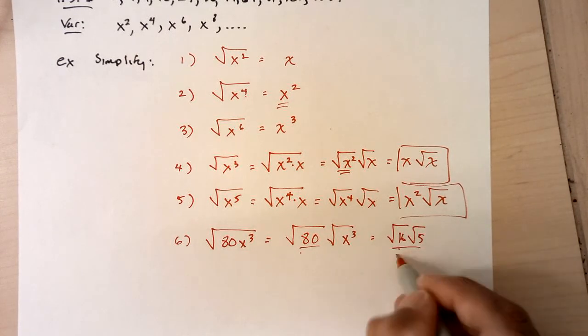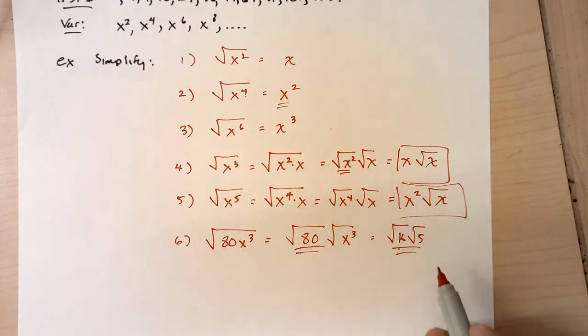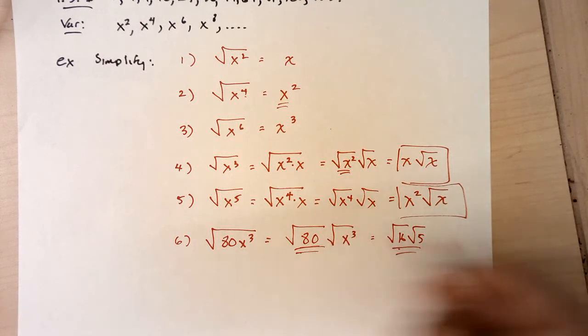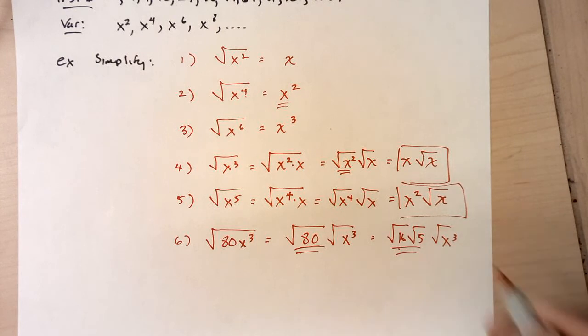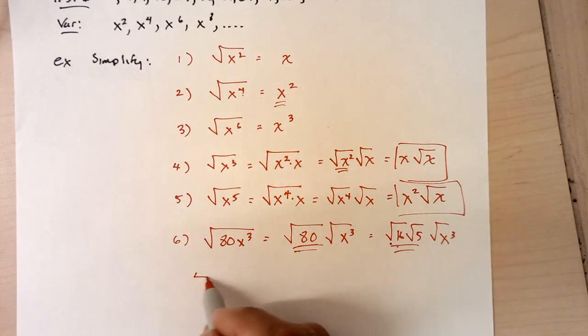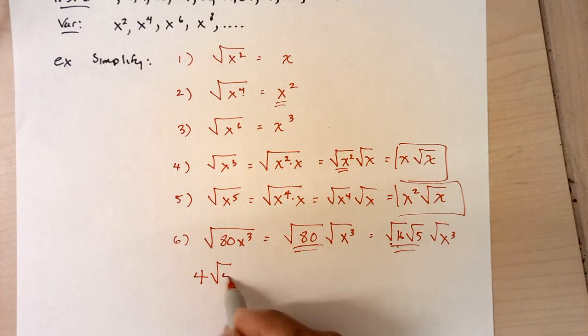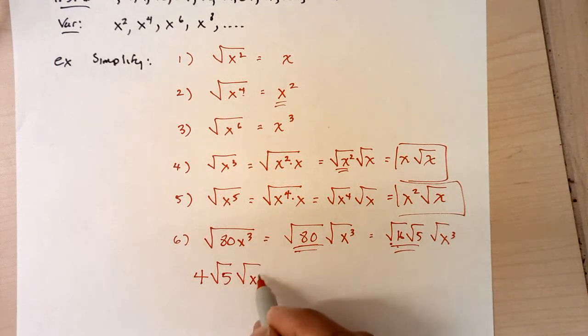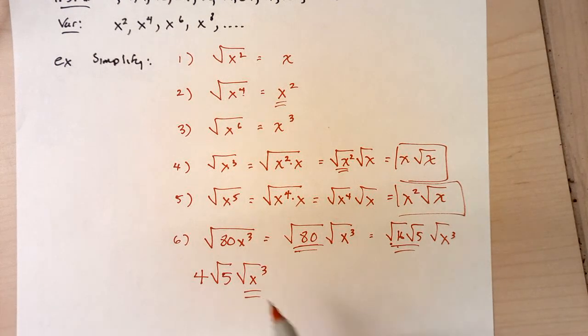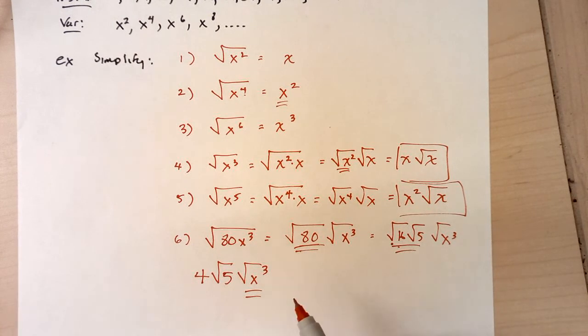So right here, what I'm underlining, that's the same as the square root of 80. You can simplify this right now. I'm going to save it until later. X cubed, square root of x cubed. The square root of 16 is 4. So 4 square root 5, square root of x to the third. This part right here can be simplified. The only thing you wouldn't be able to simplify when you're taking the square root of a variable is just that variable to the first power. Anytime the exponent is larger than that, you can simplify it.